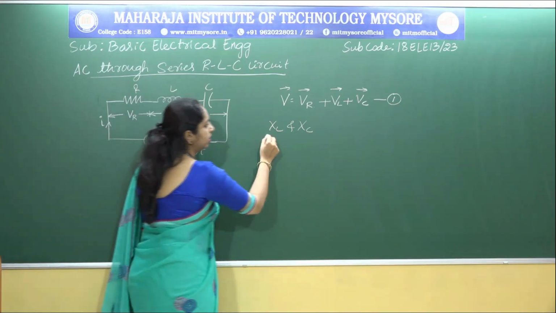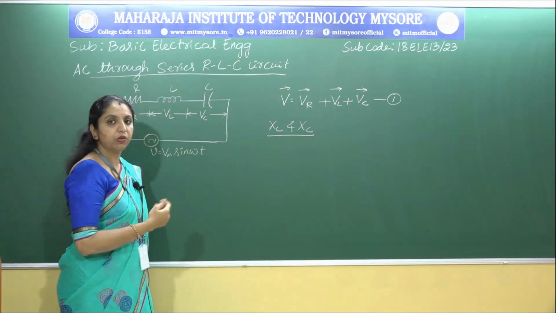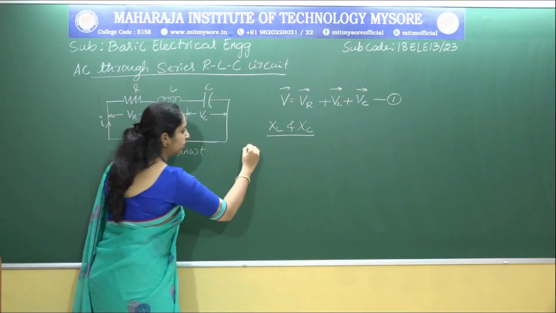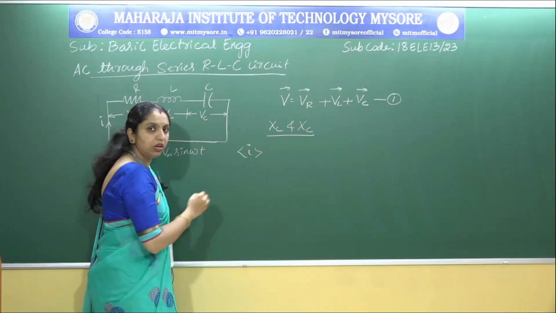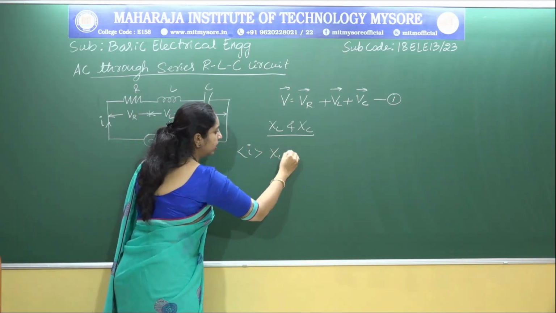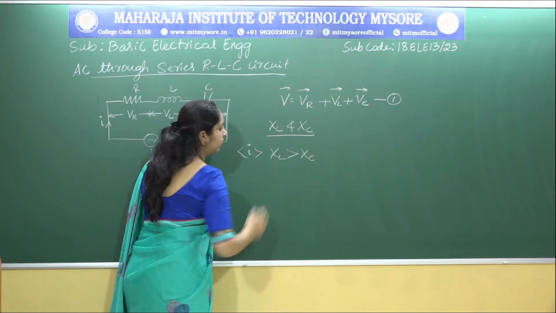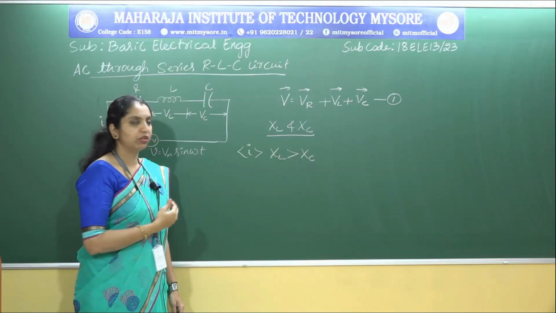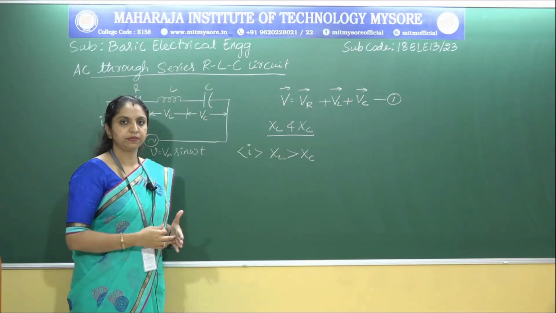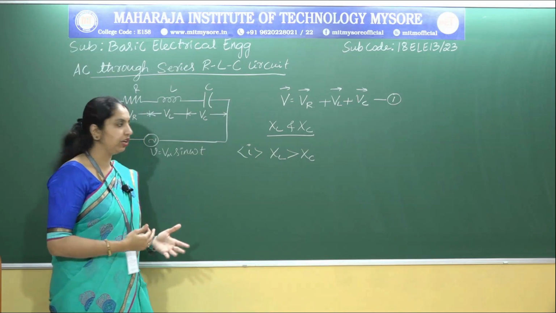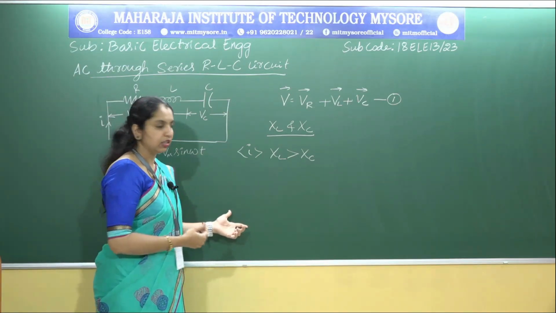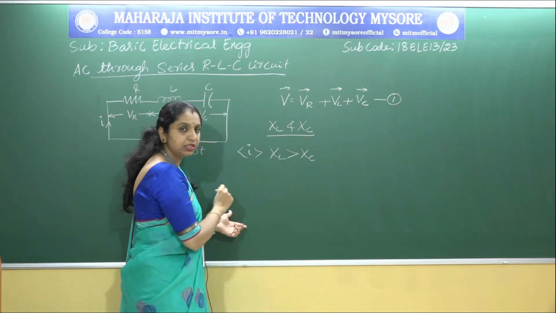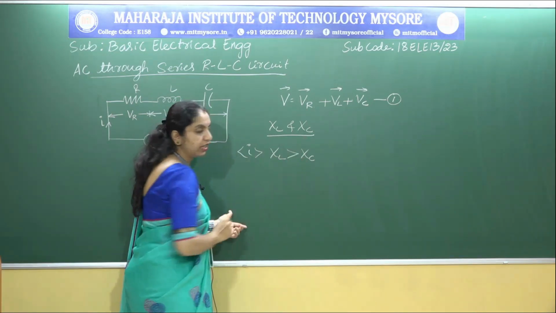Based on the values of XL and XC, we are going to have three different conditions or three different cases. Writing the phasor diagram is very important. So based on equation 1, to write the phasor diagram, first we need to analyze three different cases, that is, the values of XL and XC. In the first case, we shall see what happens when XL is greater than XC.